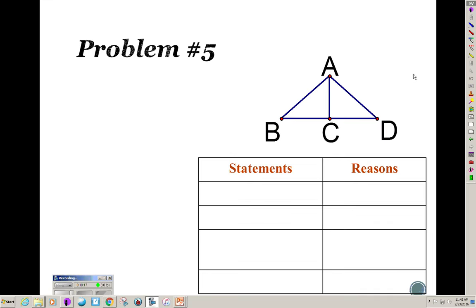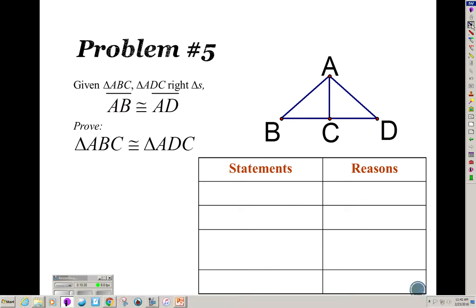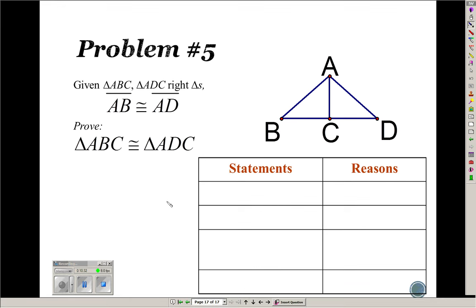Here's another one. We're given that triangle ABC and triangle ADC are right triangles, and we're given that segment AB is congruent to segment AD. Prove the triangles are congruent. Well, let's mark the picture. If these are right triangles, it's very obvious that the right angles will occur at vertex C. And then segment AB is congruent to segment AD.